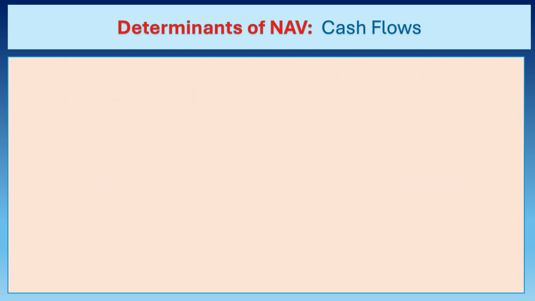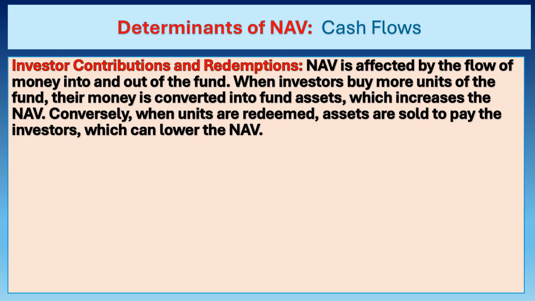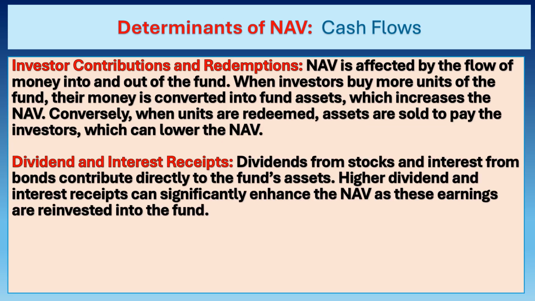Cash flows, investor contributions and redemptions. NAV is affected by the flow of money into and out of the fund. When investors buy more units of the fund, their money is converted into the fund's assets, which increases the NAV. Conversely, when units are redeemed, assets are sold to pay the investors, which can lower the NAV.